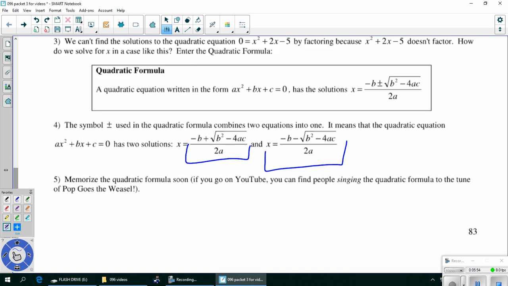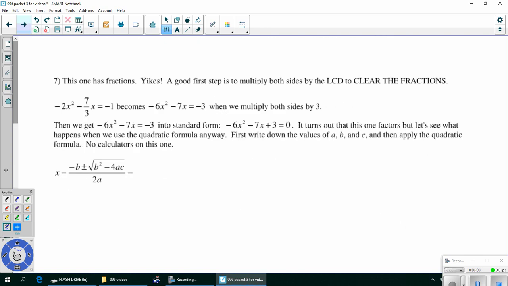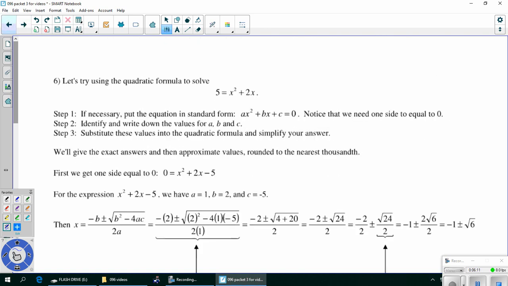So 5 says memorize the quadratic formula soon. Ask your teacher. They might be willing to put the quadratic formula on the test or quiz where it's tested. If you go on YouTube, you can find some people singing the quadratic formula to the well-known tune Pop Goes the Weasel. Let's go ahead and try number 6 here, where we'll use the quadratic formula to solve 5 equals x squared plus 2x. Let's give it a shot.